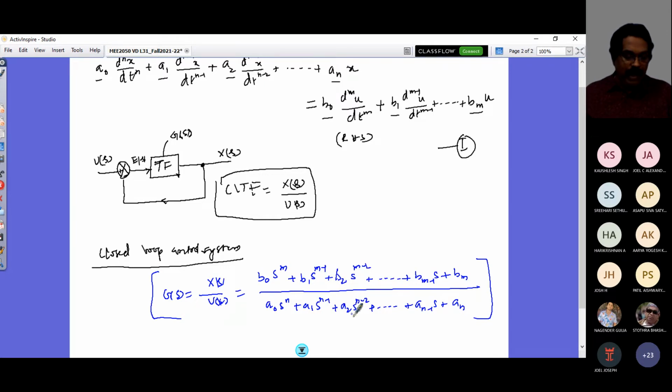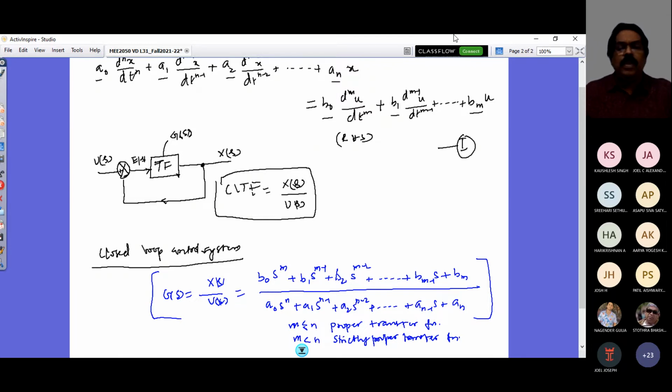If I call this a proper transfer function, then the condition is that the order m should be less than or equal to n. Then it is called a proper transfer function. If m is less than n, then it is called a strictly proper transfer function. Proper transfer function. Strictly proper transfer function.